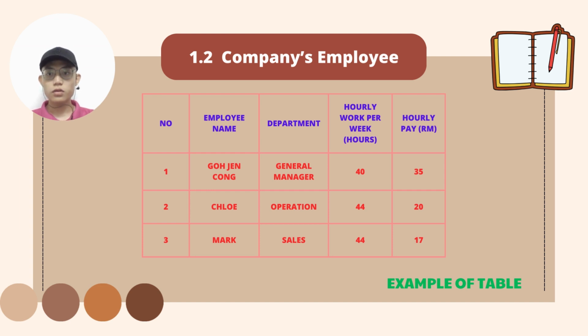Next, I'm taking 3 of the 10 employees in the company to make examples. The table shows the company's employees' names, their departments, hourly work per week, and their hourly pay. Here, we can notice that there are differences in hourly work per week and hourly pay for employees from each department respectively.